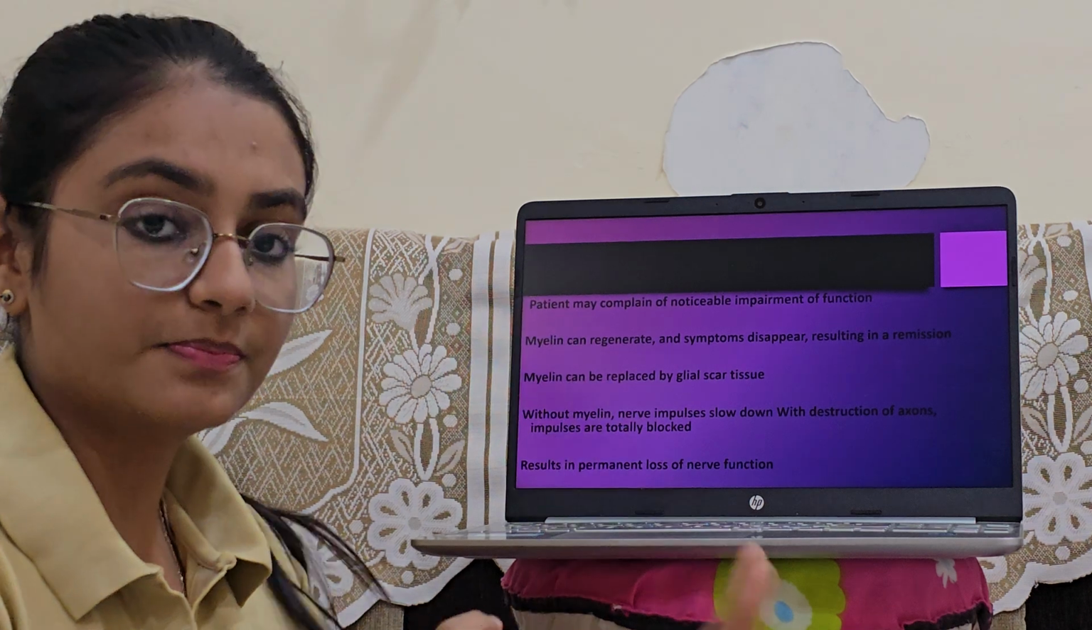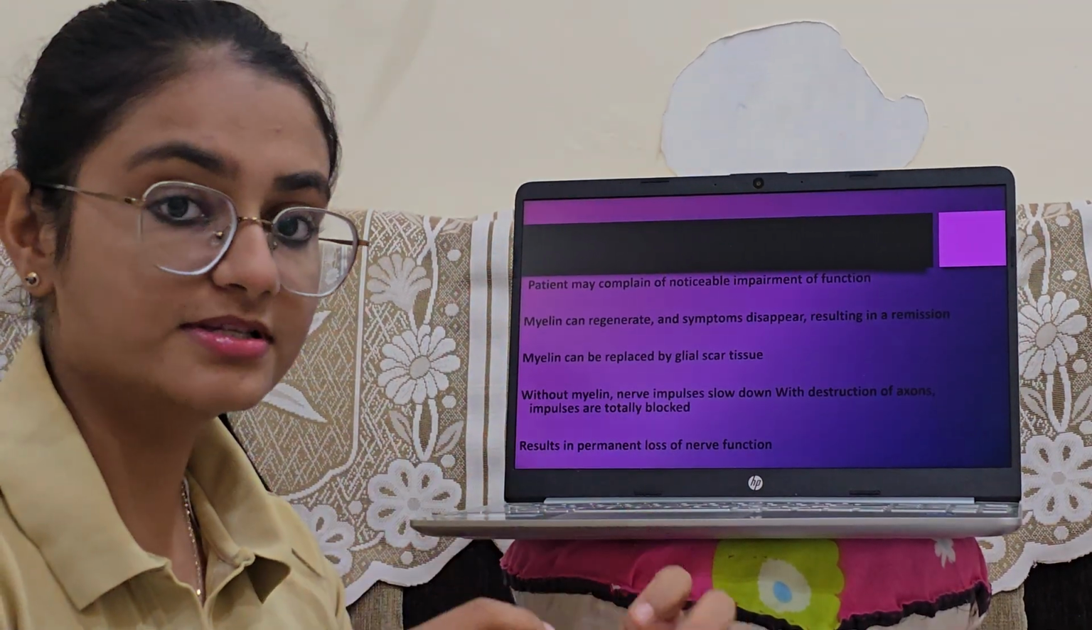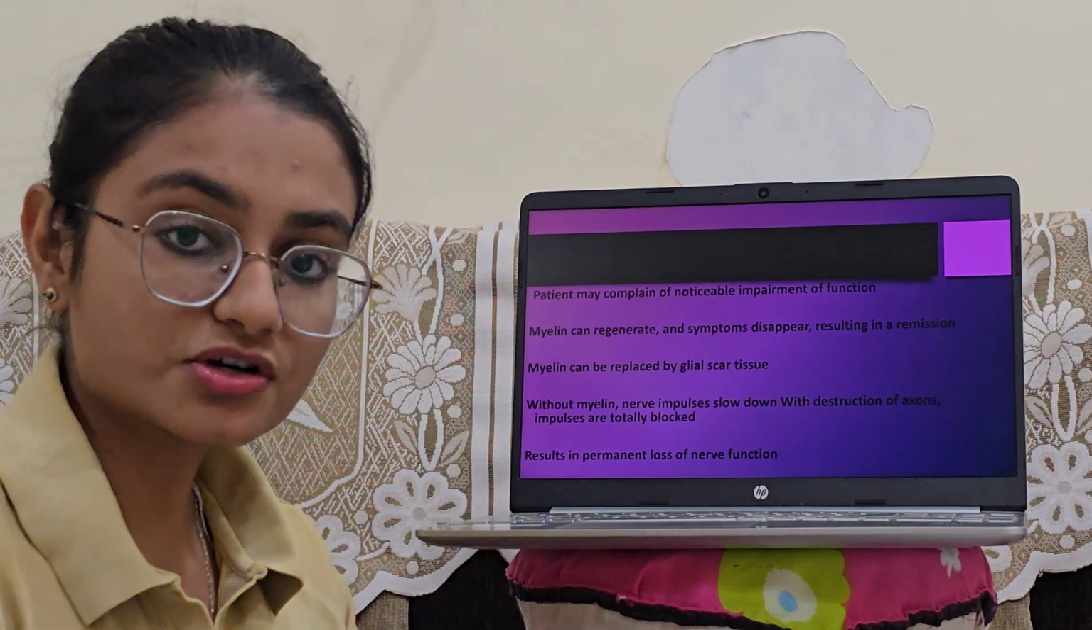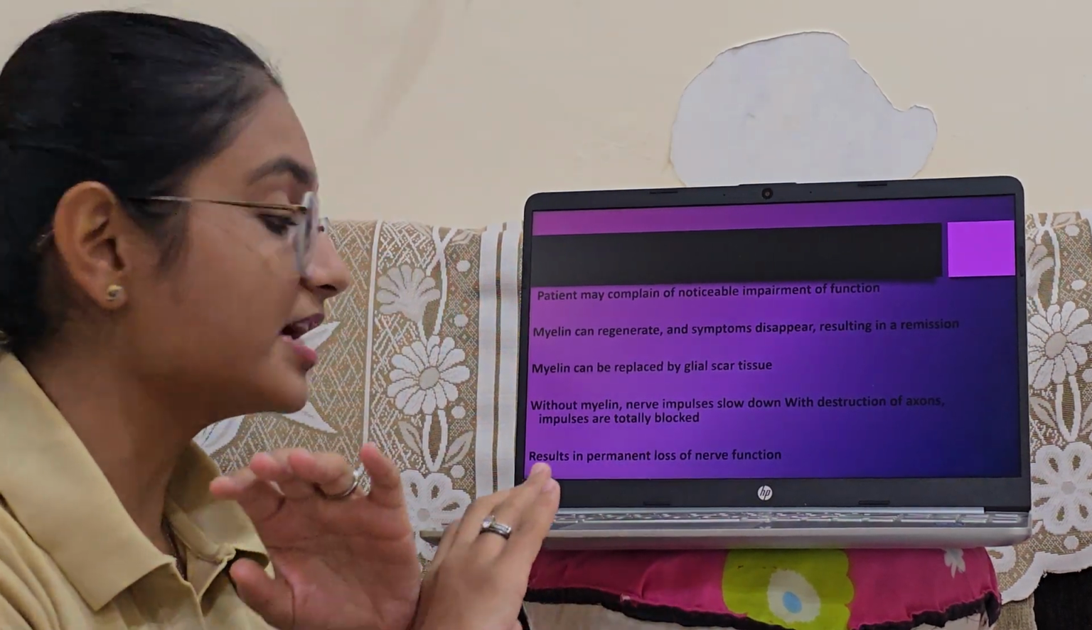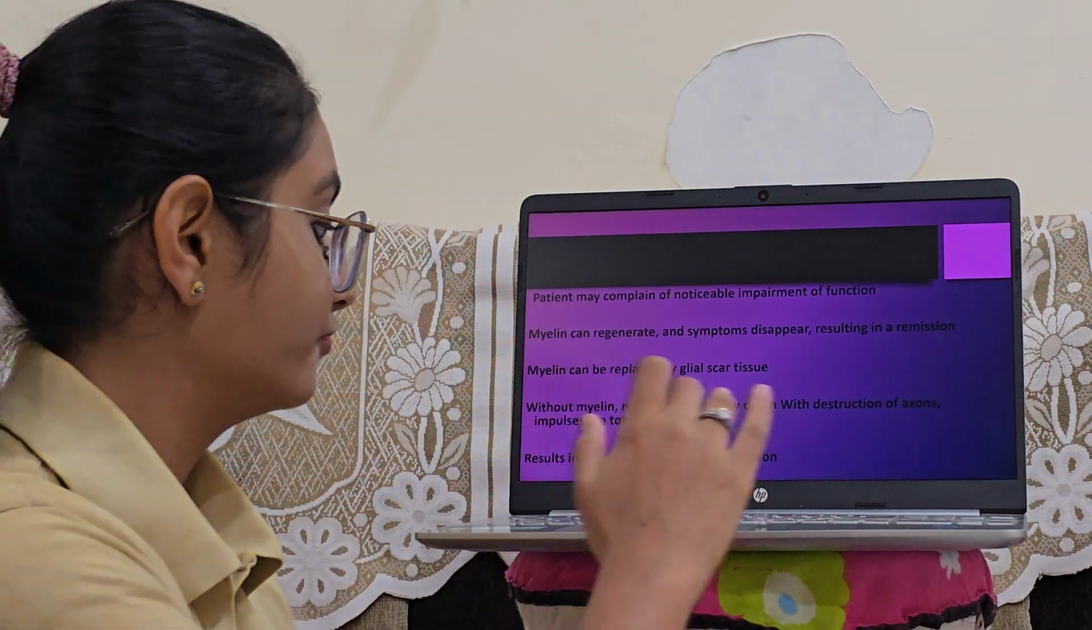The myelin can be replaced by glial scar tissue. Without myelin, nerve impulses slow down. With destruction of the axon, the impulses are totally blocked, resulting in permanent loss of nerve function.